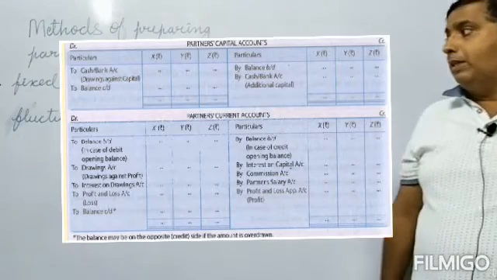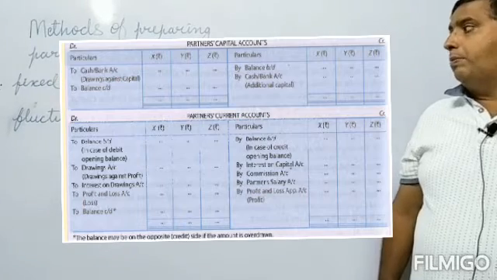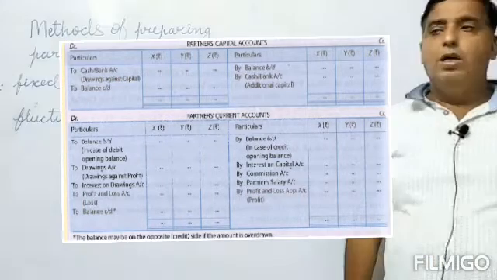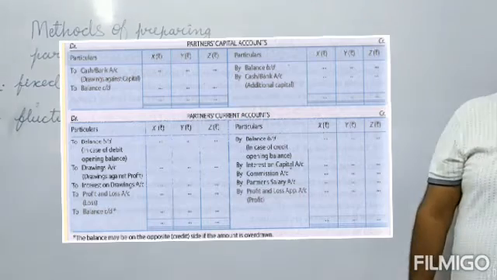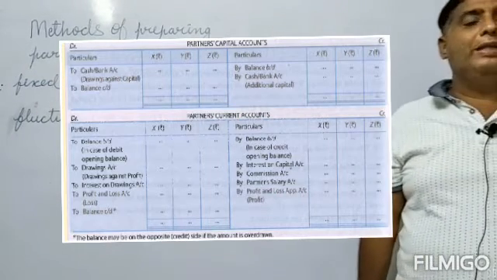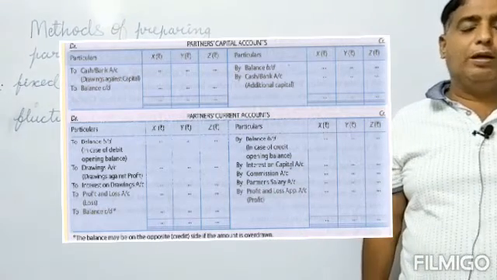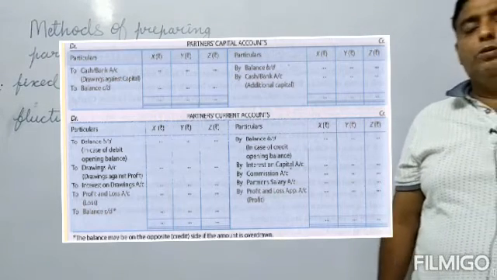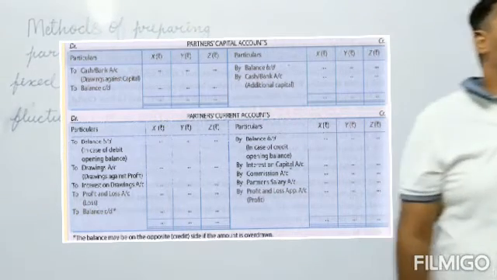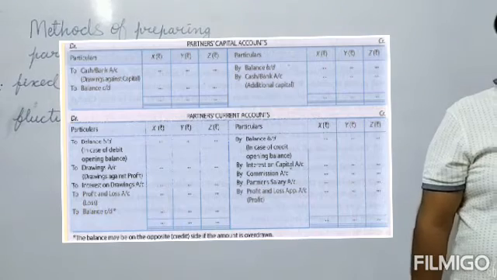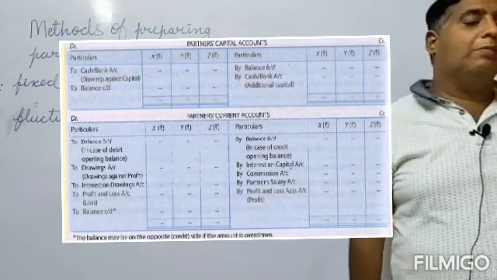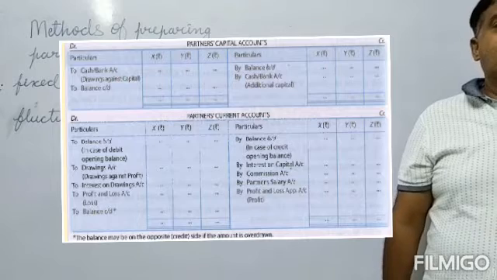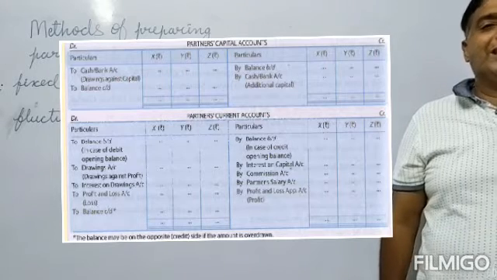Under this method, two accounts are prepared. One is partners capital account, another is partners current account. Now in case of fixed capital method, the capital of the partner remains same, that is opening capital remains same at the end of the year. Only in two cases the capital may change, that is any additional capital brought in by the partners or permanent withdrawal of the capital, that is called as drawing against capital.